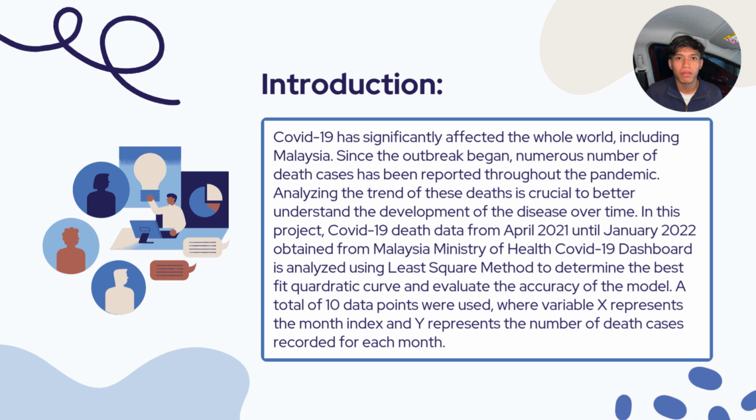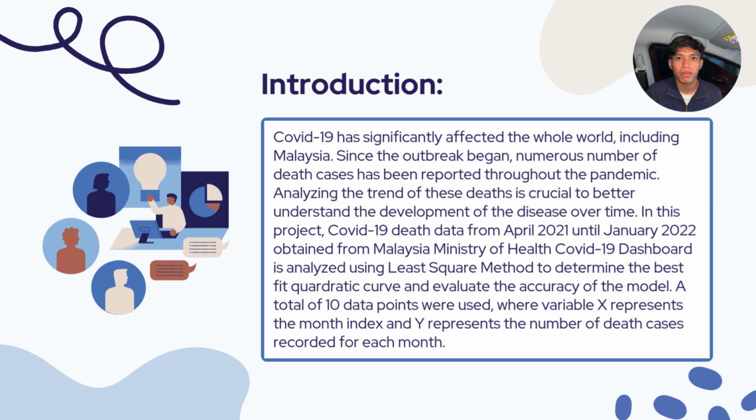COVID-19 has significantly affected the whole world, including Malaysia. During the pandemic, a large number of death cases were reported over time. Because of this, analyzing the trend of death cases is important to understand how the situation developed throughout the pandemic. In this project, we analyzed COVID-19 death data from April 2021 until January 2022. The data was obtained from the Malaysia Ministry of Health COVID-19 dashboard. We used the least square method to determine the best fit quadratic curve and also evaluate the model's accuracy.